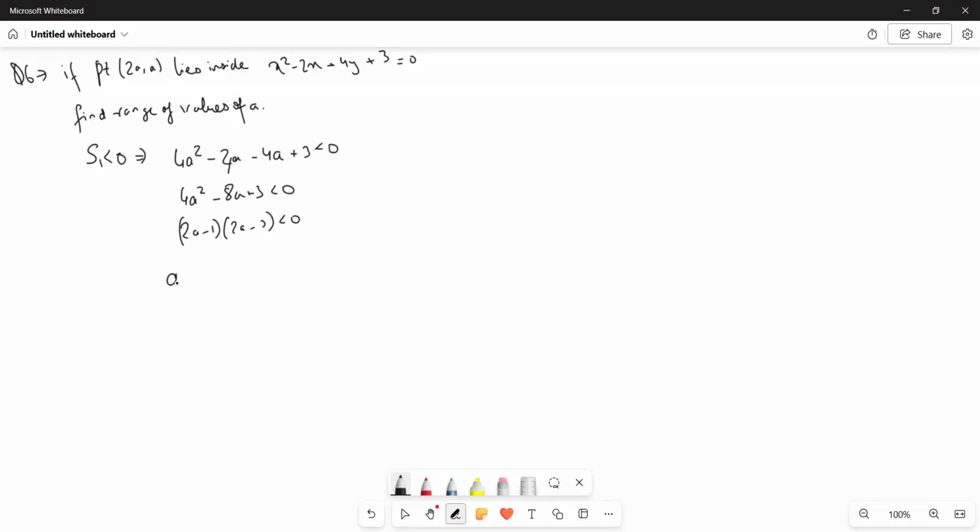So what can we say would be the range of values of a? When is an upward opening parabola negative?